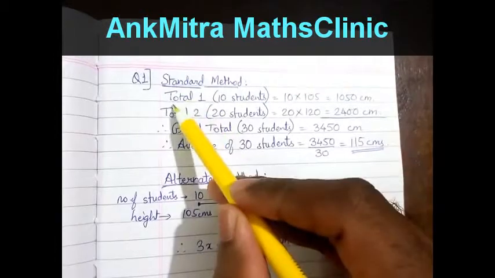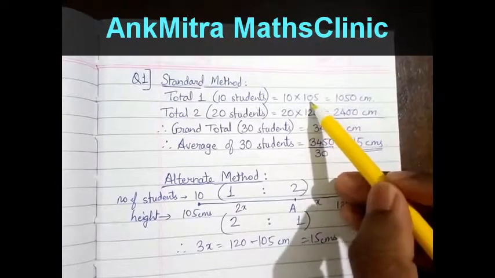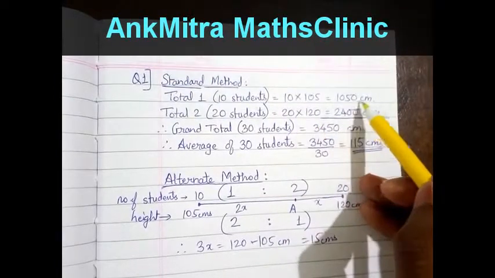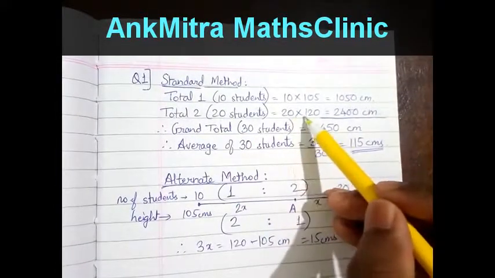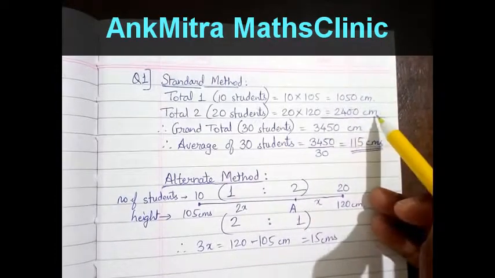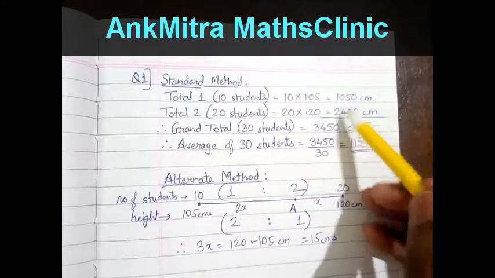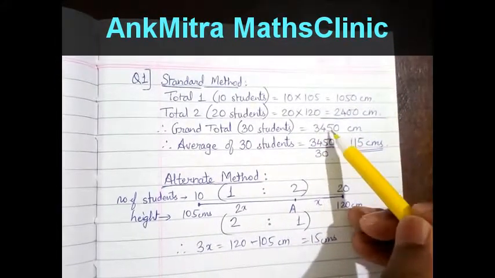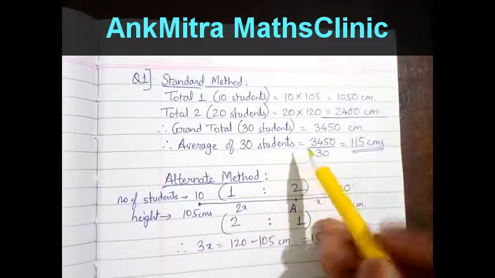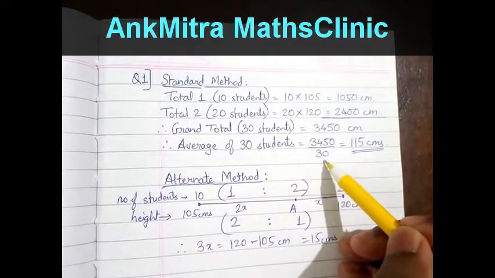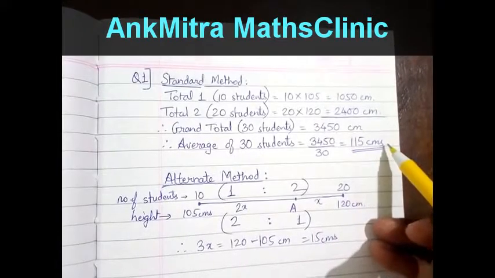So in this case, the standard method will involve finding the total of the initial 10 students, which comes to 105 multiplied by 10, which is 1050 centimeters. Then for the next 20 students, the total will be 20 multiplied by 120, that is 2400 centimeters. So the grand total height of all the 30 students will be the addition of these two values, which comes to 3450 centimeters. Therefore, the average for all the 30 students will come to 3450 divided by 30, which is the total number of students, and the average comes to 115 centimeters.